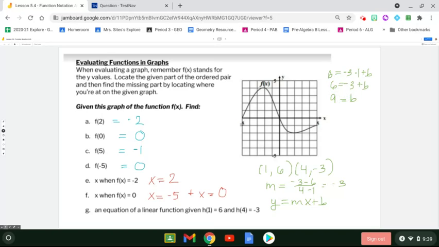So if I'm trying to write a function in terms of h, we know the slope is negative 3 and the y-intercept is 9. The last step, instead of writing a y, there's an h in the problem. So I'm going to write h of x equals negative 3x plus 9. That would be your answer to letter G.